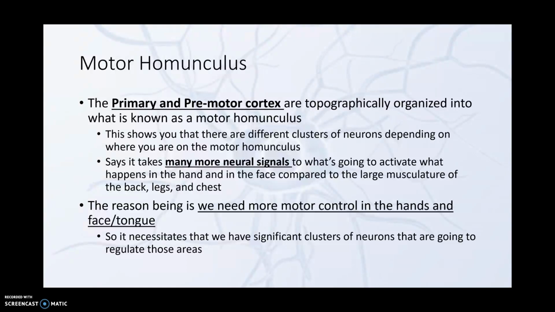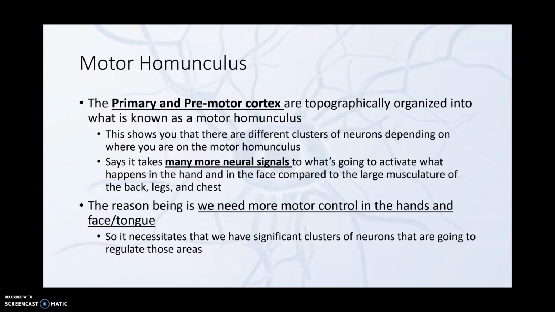So, a motor homunculus, what is this? You probably have heard of this in other courses, but if not, I'm going to explain what it is. The primary and premotor cortex are topographically organized into what is known as a motor homunculus. This shows you that there are different clusters of neurons depending on where you are on the motor homunculus. It is a funny word. Say it 3 or 4 times in a row and you'll get your tongue twisted.